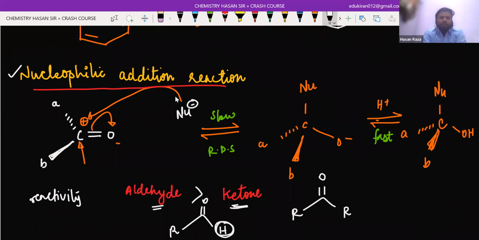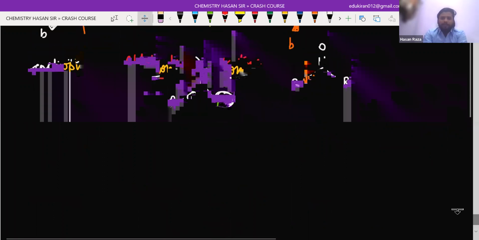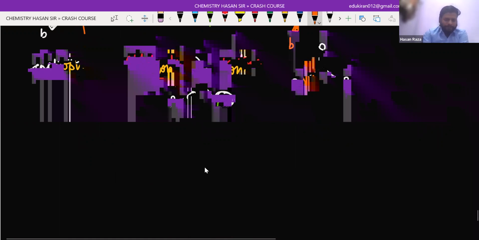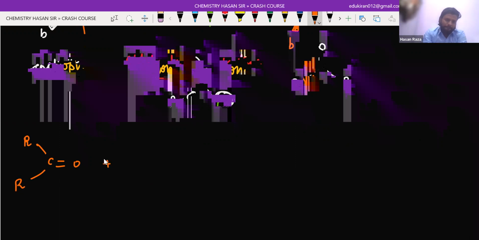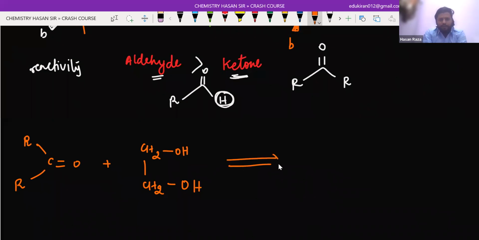Now, I would like to ask you a question about this nucleophilic addition reaction. Can you tell me this reaction? Everyone knows the common name of this dihydroxy compound, that is glycol. And this reaction is in the presence of HCl gas and dilute HCl. Please do it.